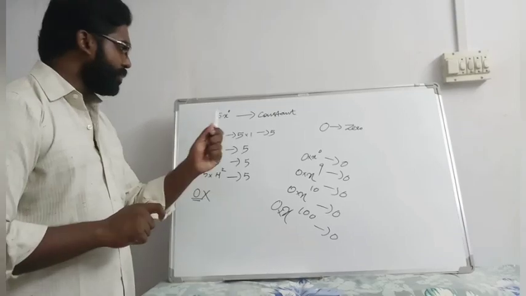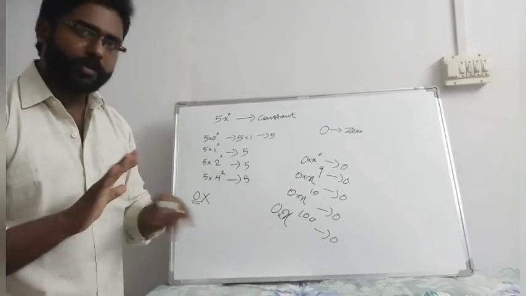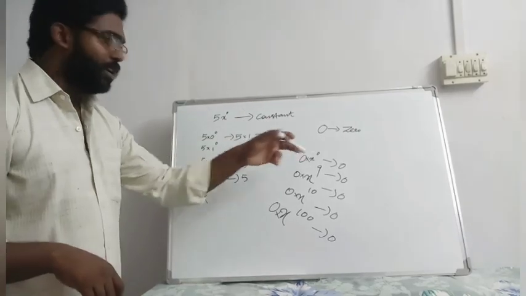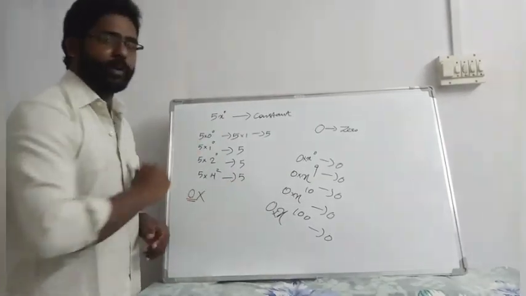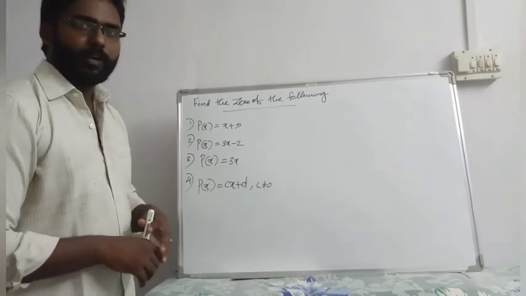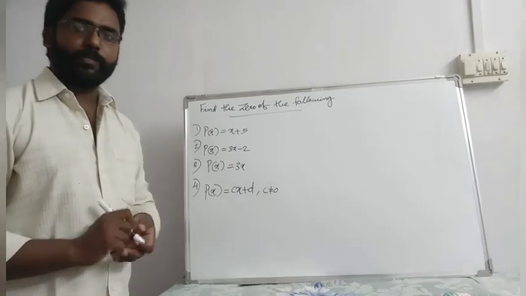A constant polynomial, a non-zero constant polynomial has no zero, and any real number is a zero of the zero polynomial. Okay, now we can find zeros of these polynomials.